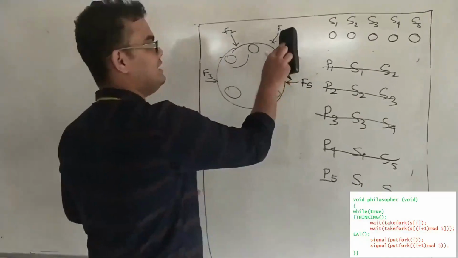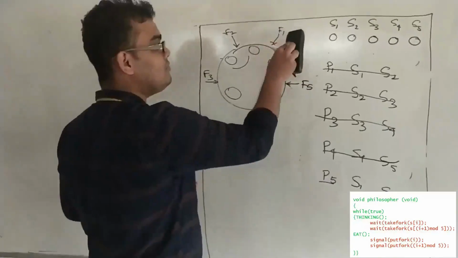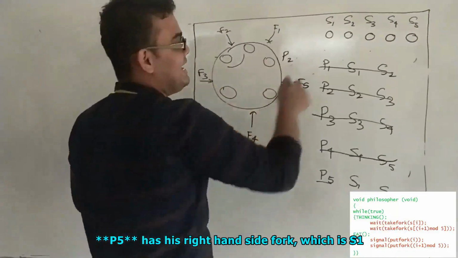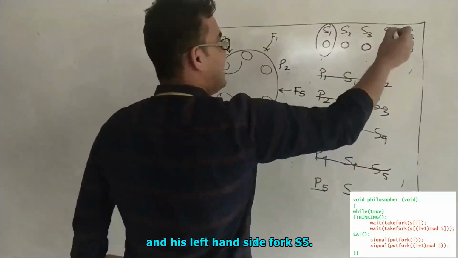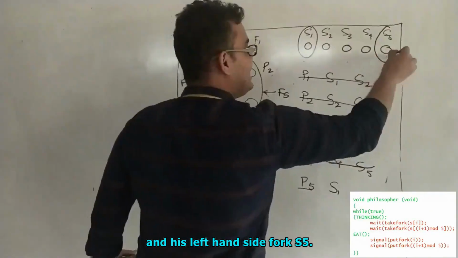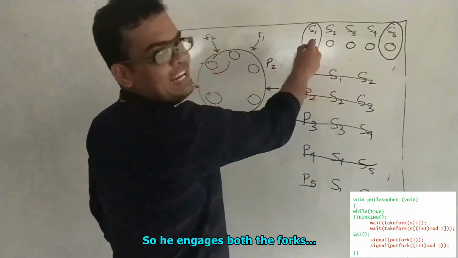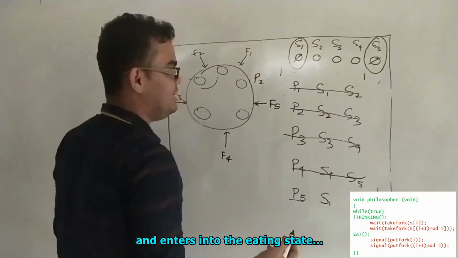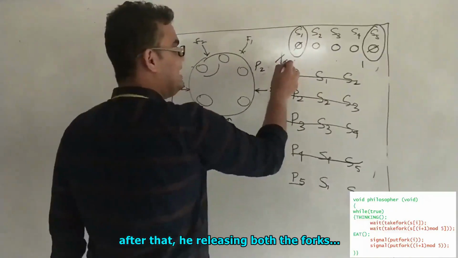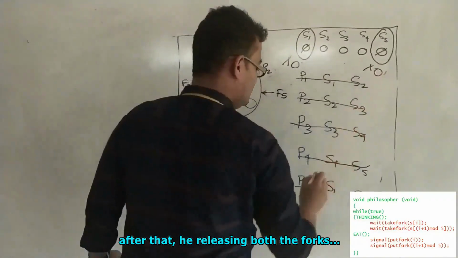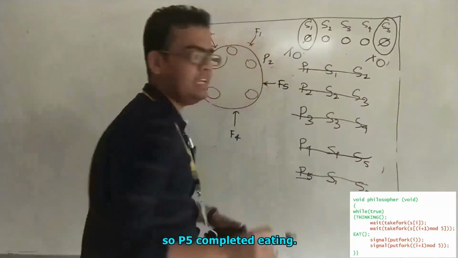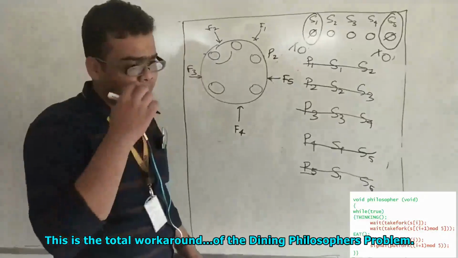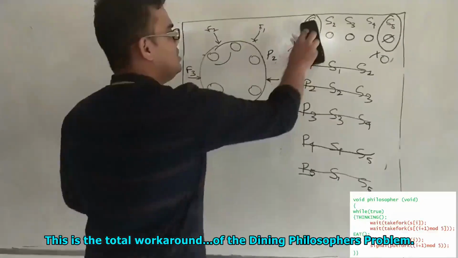Now P5 has his right hand side fork, which is S1, and his left hand side fork S5. So he engages both the forks and enters the eating state. After that, he releases both the forks. So P5 completed eating. This is the total workaround of the dining philosophers problem.